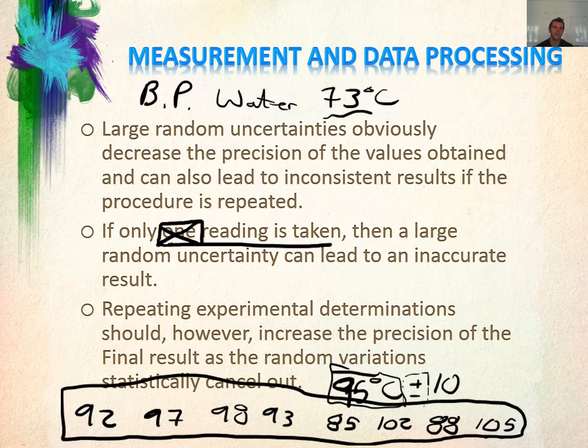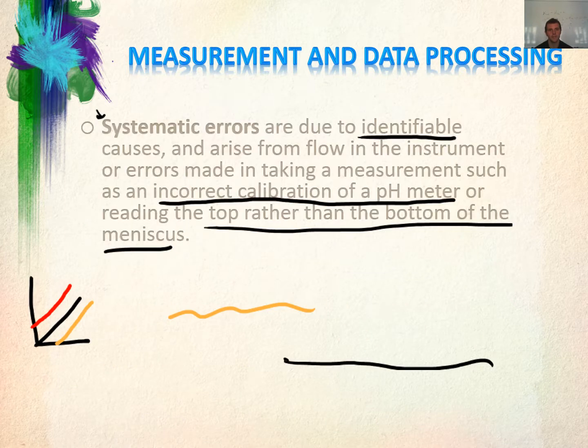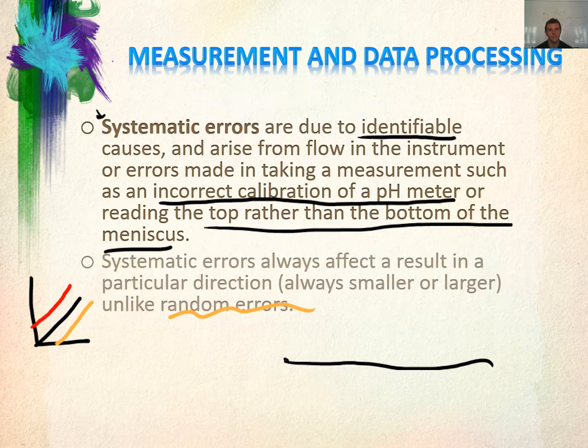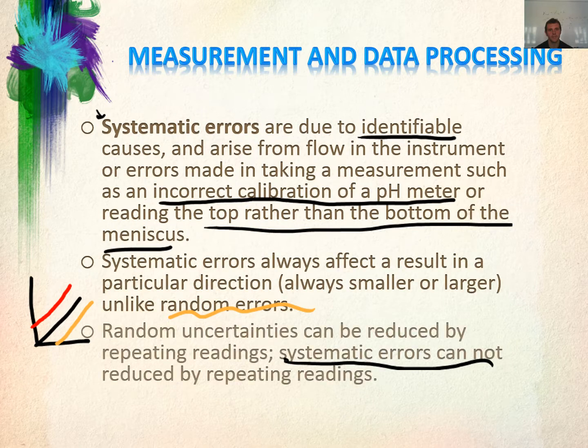Repeating, getting more data, is going to cancel out any random errors, but systematic is a little different. Systematic errors are due to identifiable causes. So this is something that I can point at and be like, this is the reason why. Whereas random errors, it's just kind of like, well, my instruments weren't exactly as accurate as I was hoping for, but this would be something like, my instrument wasn't correctly calibrated.